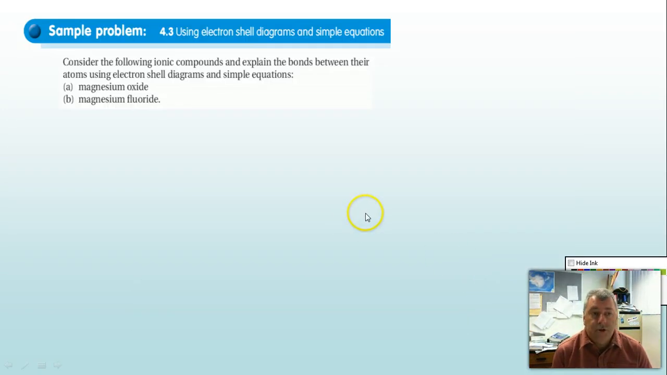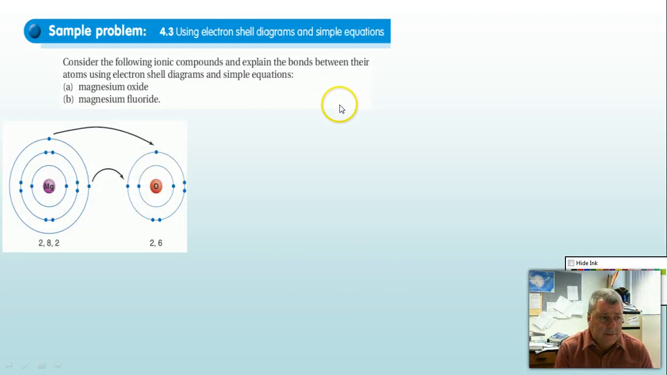Using electron shell diagrams and simple equations, consider the following ionic compounds and explain the bonds between their atoms. This is sample problem 4.3, so you'll find that in your textbook. First one's magnesium oxide. There's magnesium, there's the oxygen. In this case, an electron transfer of 2 is shown.